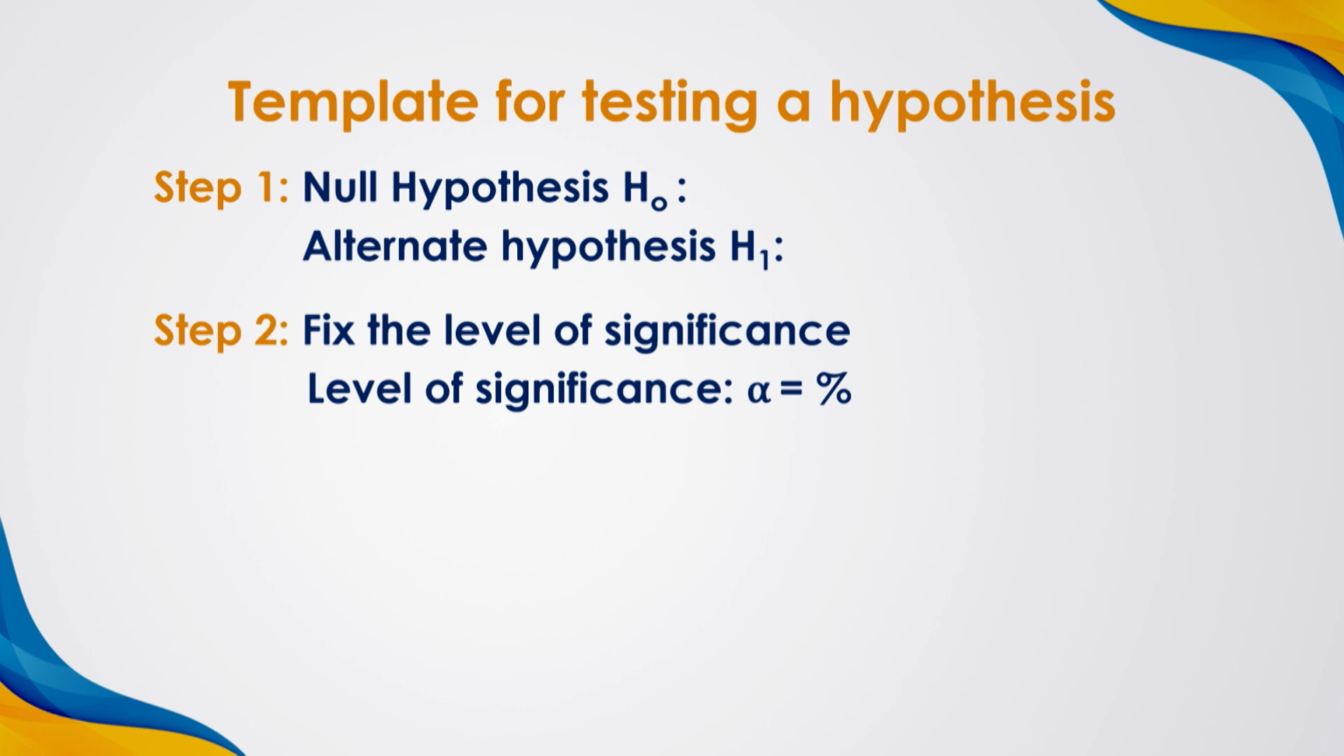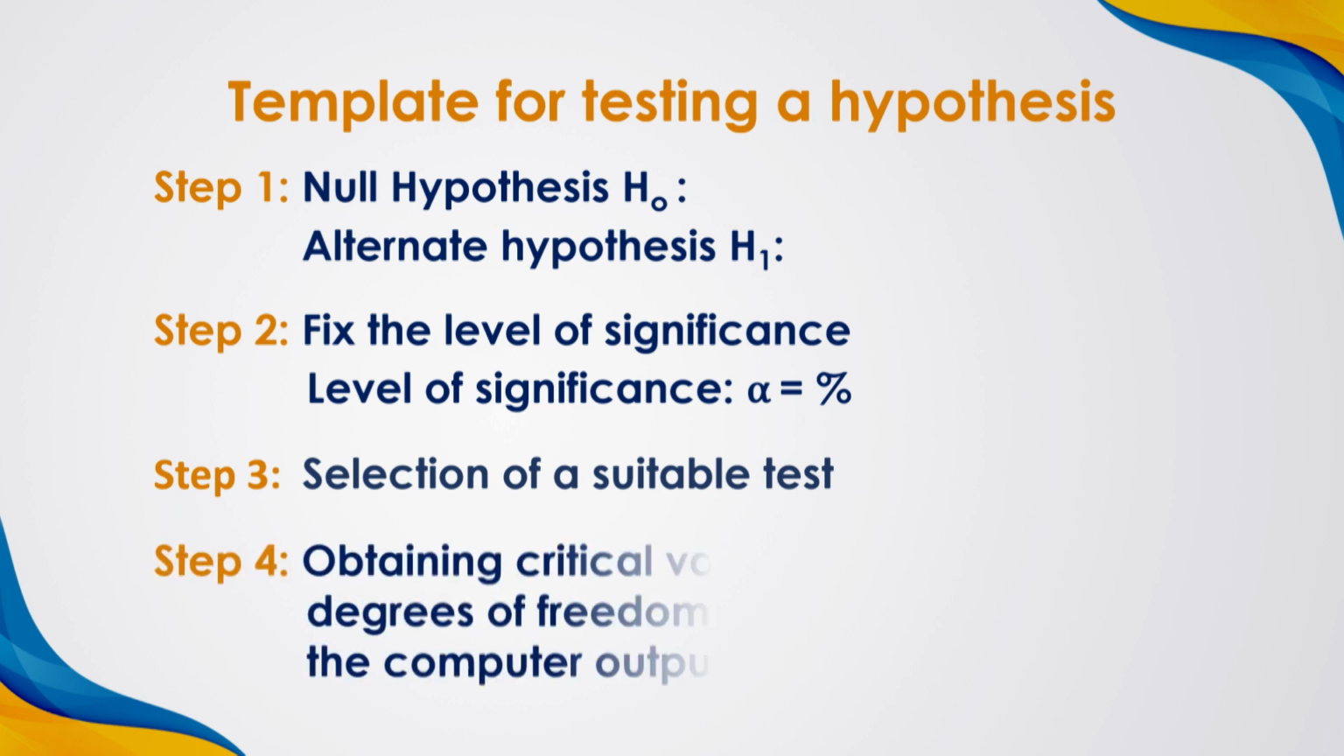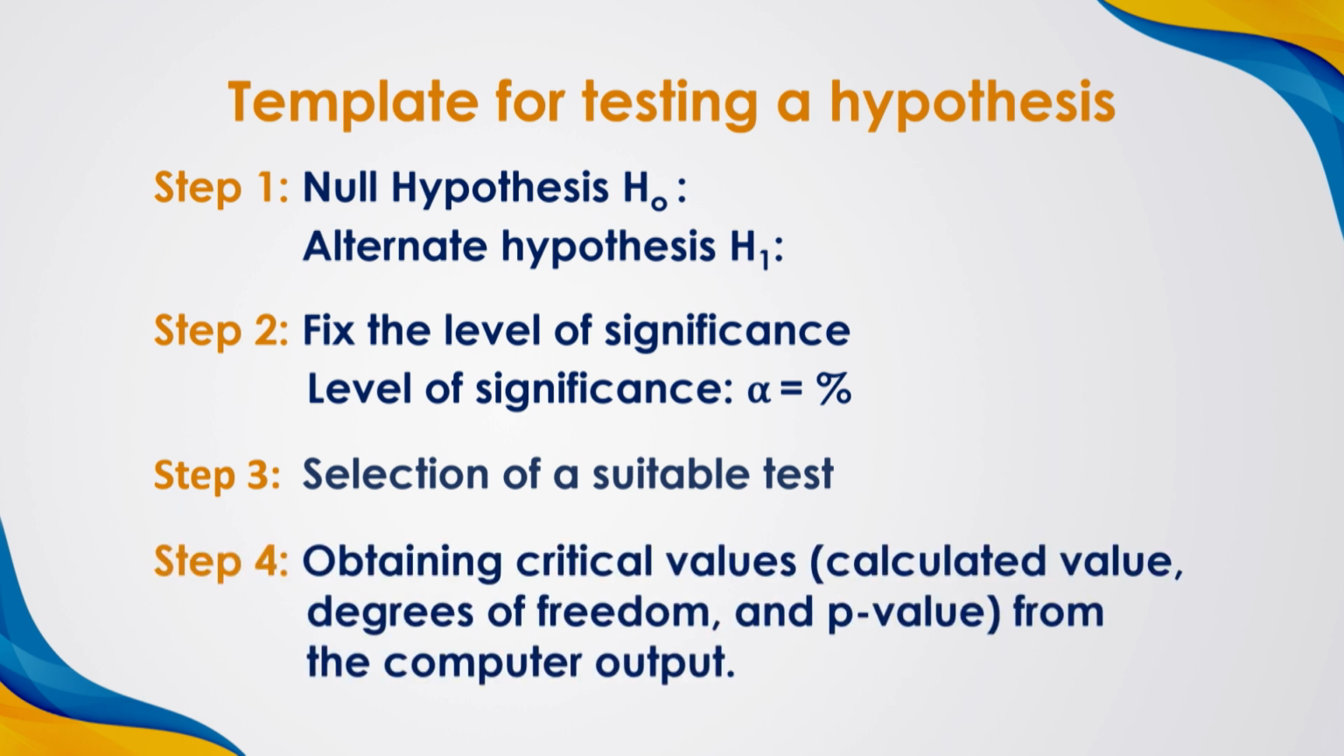In step 2, we have to fix the level of significance, which is denoted by alpha. It is expressed in percentage. It may be 5% or 1%. In step 3, several tests are available. Among them, we have to select a test which is suitable for a specific purpose. In step 4, we have to find out a critical value from the computer output. This critical value may be a table value or a p-value.